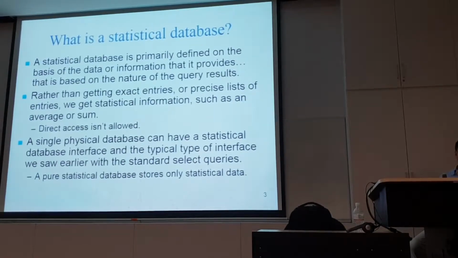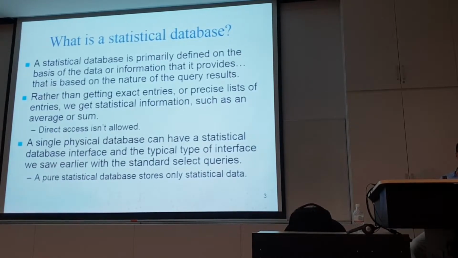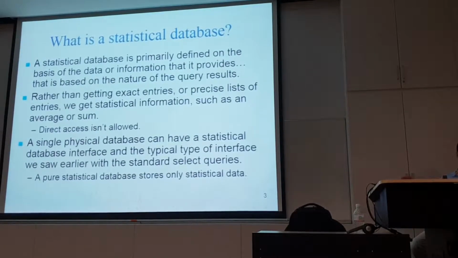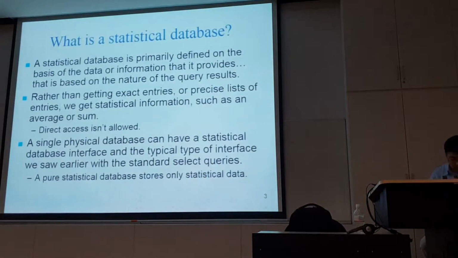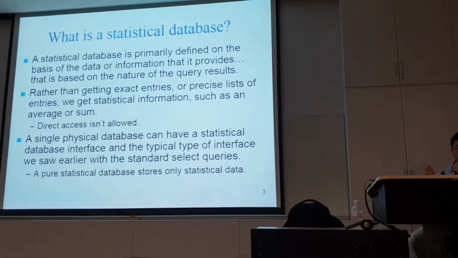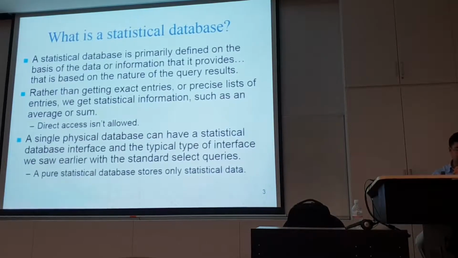So that's basically the meaning of a statistical database. In general, you may have a normal database, but you create an interface which only allows statistical information to be queried. This is one implementation of a statistical database. You still have the individual records there, but you only create the interface that allows people to query statistical information. So the purpose is obvious: we try to protect the secrecy or confidentiality of the individual records inside the database.